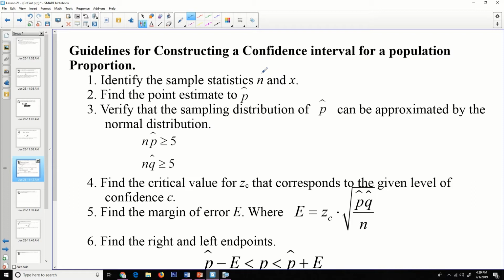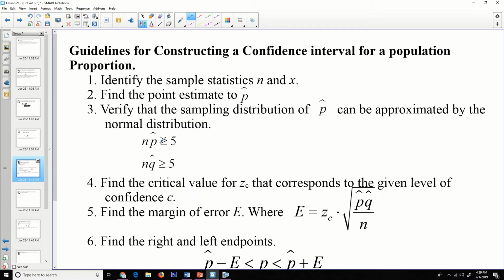All right, so if we're going to construct a confidence interval for population proportion, we're going to identify the sample statistics, N and X. We're going to find that point estimate. We already did one like that. We're going to verify that the sampling distribution of p hat can be approximated by a normal distribution. And for us to do that, again, we're going to have our number of elements in the sample times the point estimate, p hat, and that has to be greater than 5. That's something we've seen kind of before.